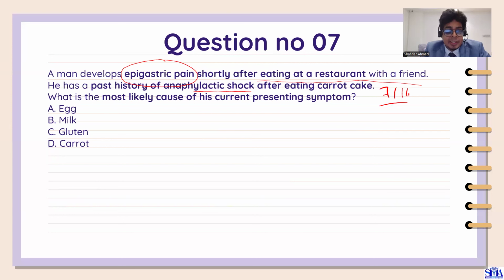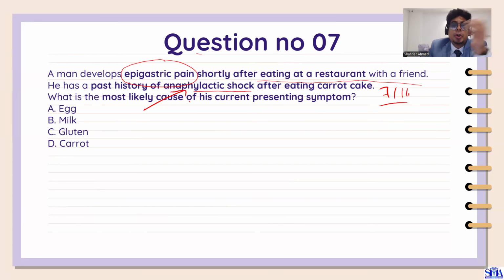Now, let's focus. What do you think? Is it the carrot cake, or is it the gluten, or is it the meal that is causing the problem? Is it the carrot? No, first leave the carrot. Nothing to do with the vegetable, we believe. Is it the gluten, or is it the egg? Quick question: can gluten be so severe, like anaphylaxis?